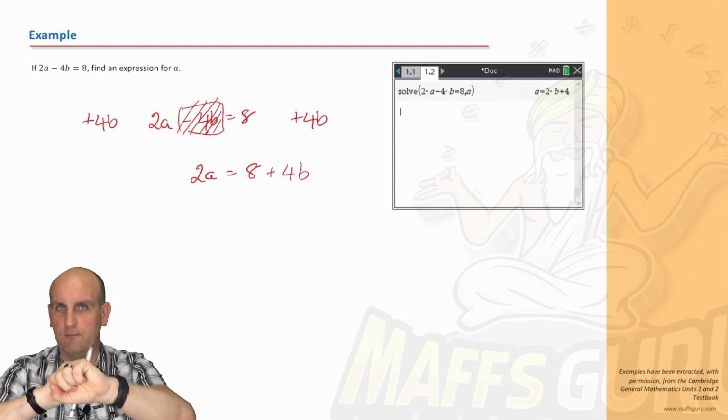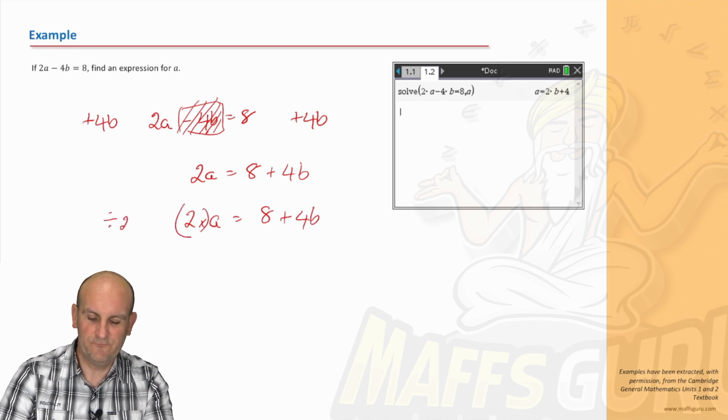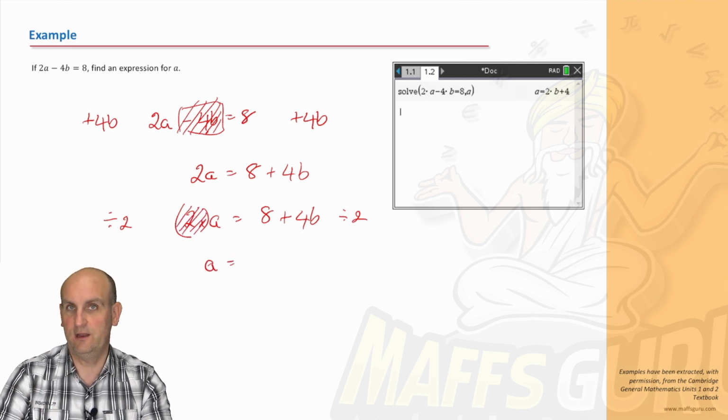Well, the kissing couple can split up, because between the 2 and the a is a times. I want to get rid of that times by 2, so I'm going to divide both sides by 2. Bye. A is on its own. So now, how do we do this?